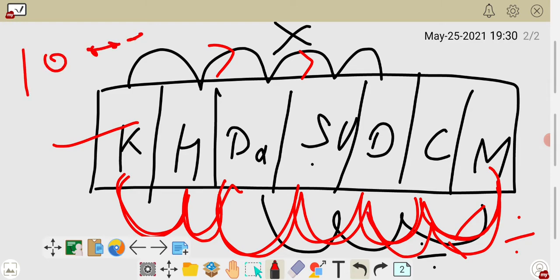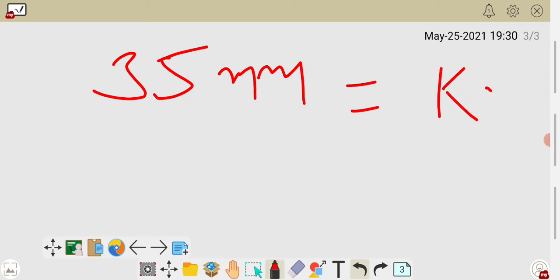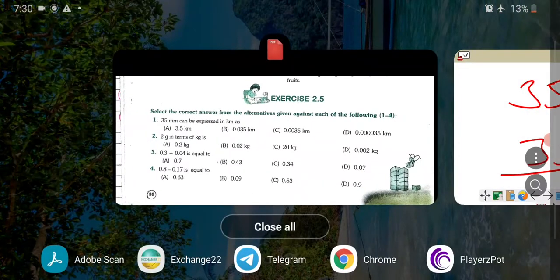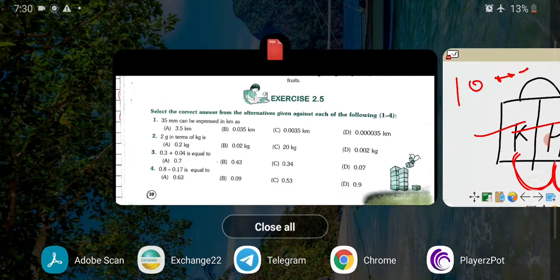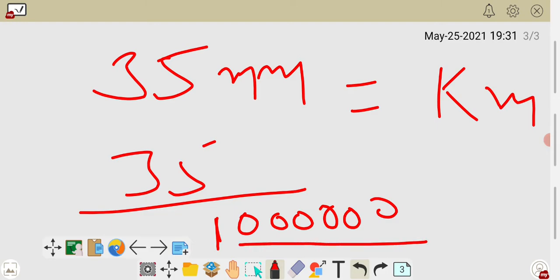Now come to the question. The question is that you have to convert 35 millimeter into kilometer. Then 35 as it is. Now you have to convert millimeter into kilometer. Millimeter from here, when you come to kilo, then you have to divide it by 1 followed by 6 zeros. Write 1 2 3 4 5 6 zeros, followed by 1. Now 35 upon 1000000, it means you have to put the decimal after 6 digits.